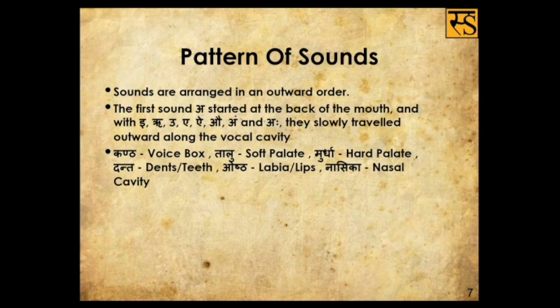Now, let's understand the pattern of sounds. In Sanskrit, the sounds are arranged in an outward order. A starts at the back of the mouth, that is from the kantha or the voice box. With e, ru, lru, u, o, au, the voice slowly travels outward along the vocal cavity. Kantha means the voice box, talu is the soft palate, murdha is the hard palate, danta are the teeth, oshtha is the lip, and nasika is the nasal cavity.